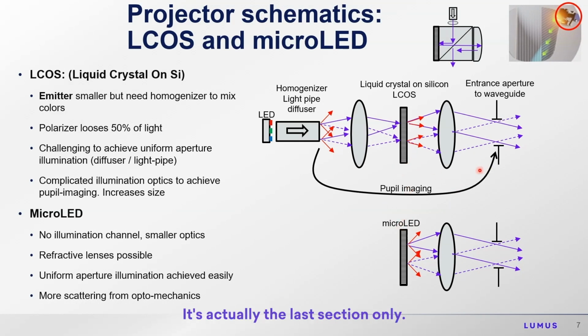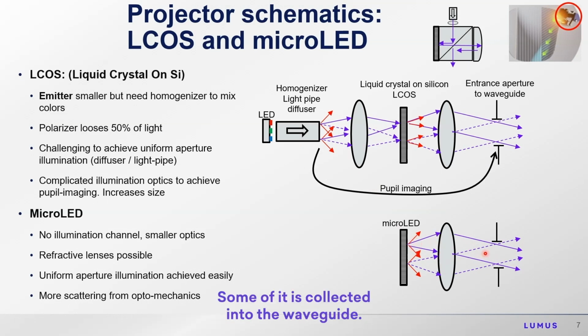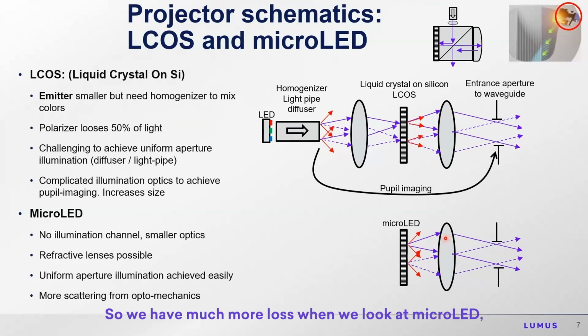It's actually the last section only. So you have light coming from the micro LED and then collimated into the waveguide. But here we don't have this pupil imaging approach, just light that's scattered Lambertian or in any other distribution. Some of it is collected into the waveguide. So we have much more loss when we try to couple micro LED into a waveguide.